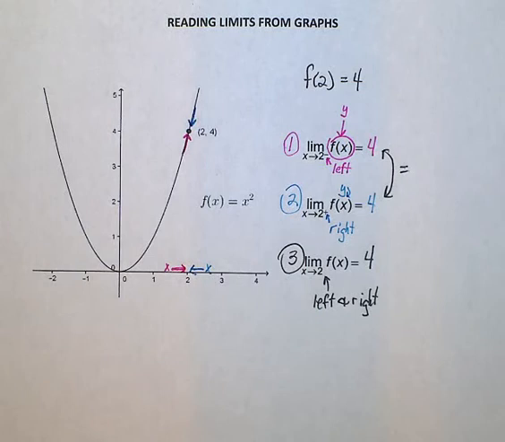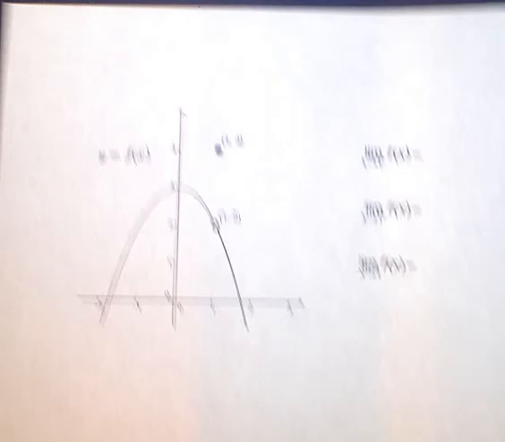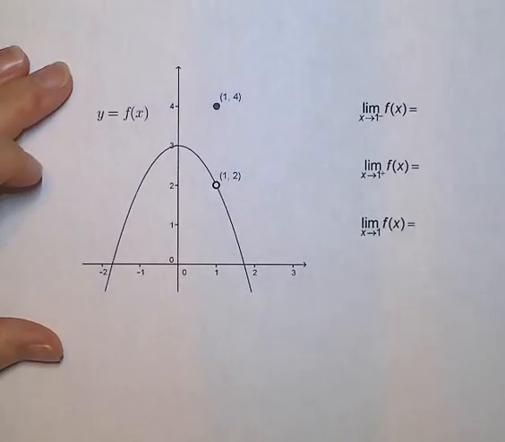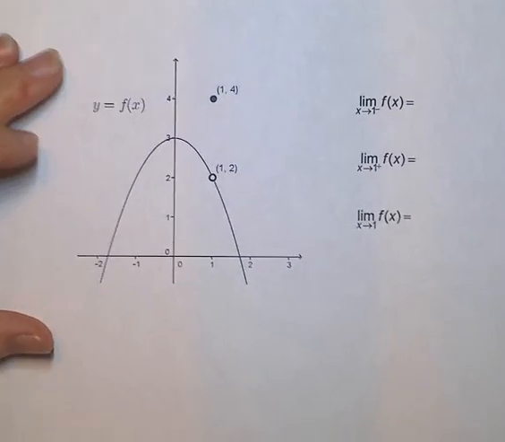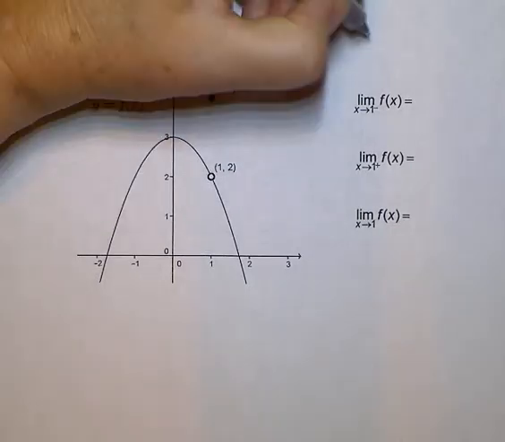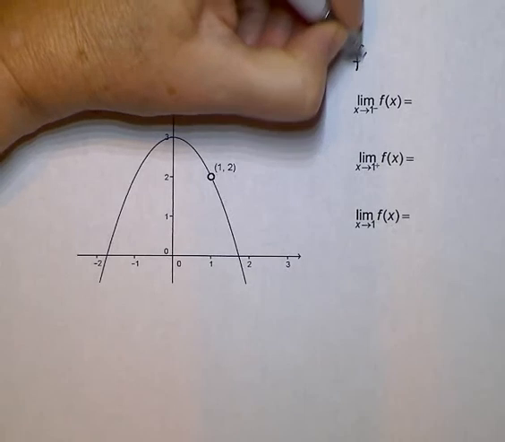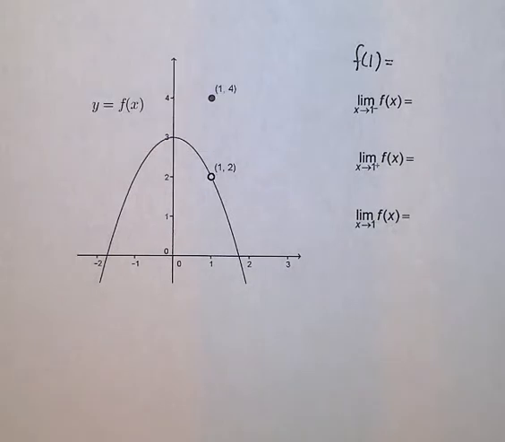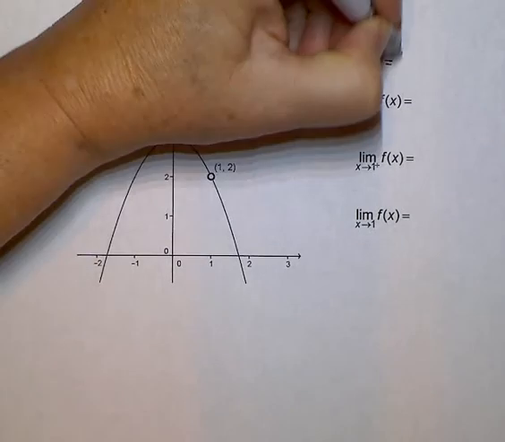Okay, let's look at a second example. In this case, we have another function, y equals f of x, and this time we've got this rogue point up here when x is 1. If the question were, what is f of 1? What is the y-coordinate of the point whose x-coordinate is 1? Our answer would be 4.